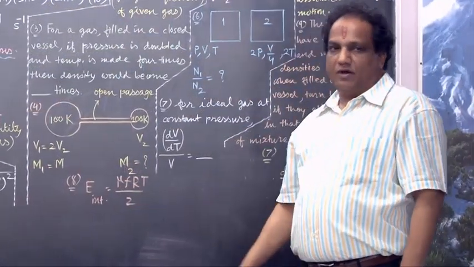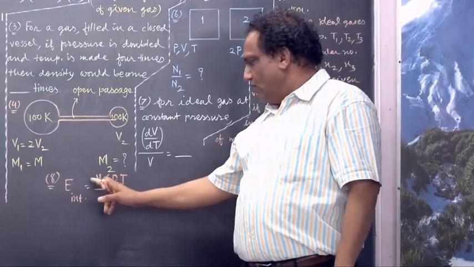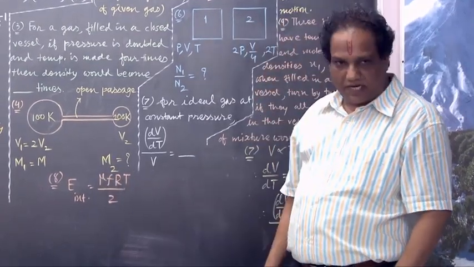What is the internal energy formula? Mu f RT upon 2. Correct?